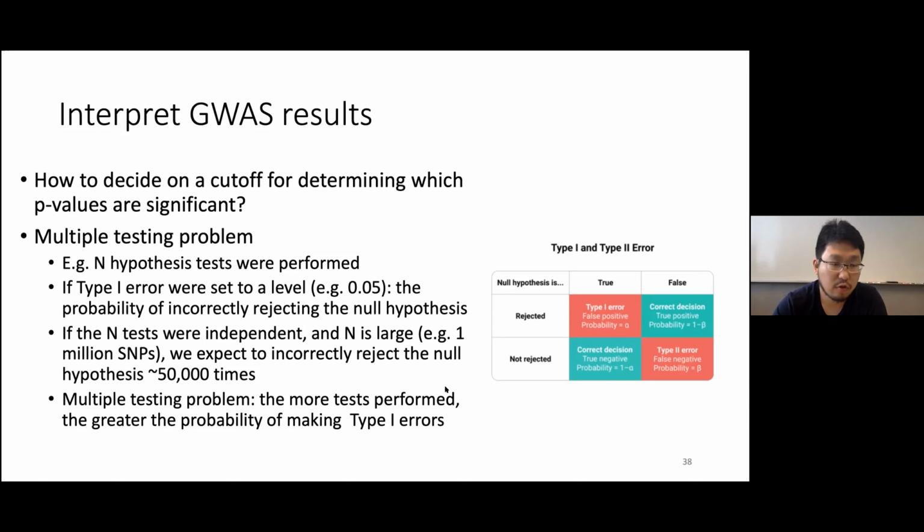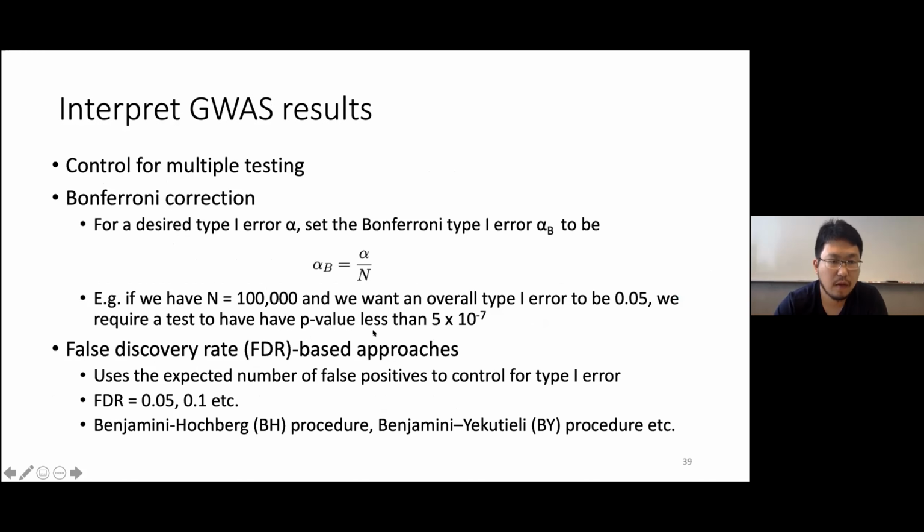So to address this multiple testing problem, people usually use three methods: the Bonferroni correction and the false discovery rate, and also the permutation test. So let's take a look at the first two.